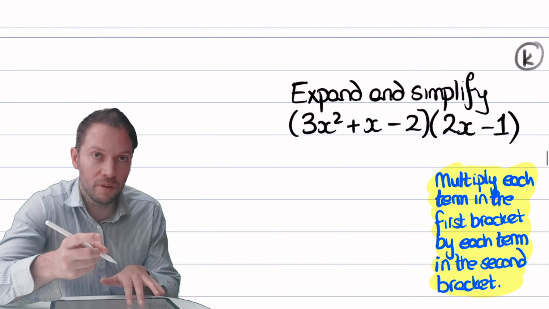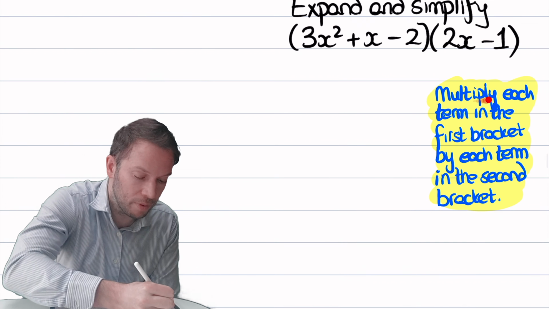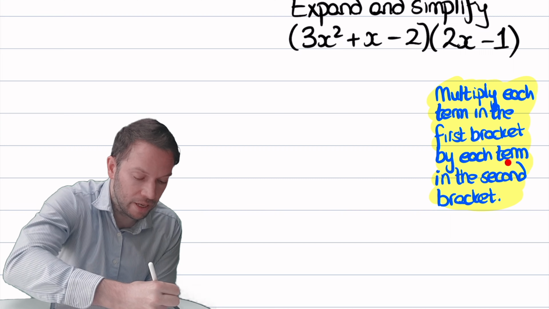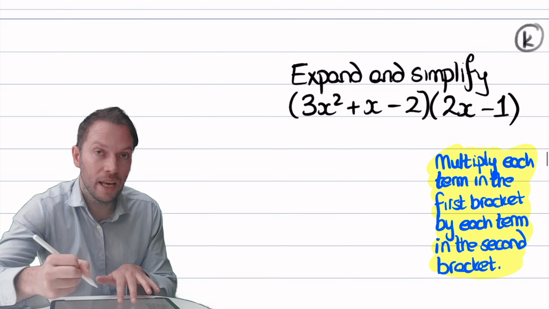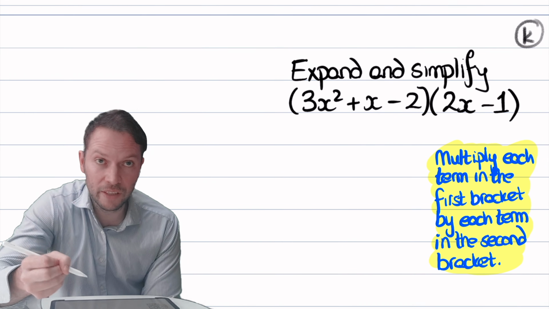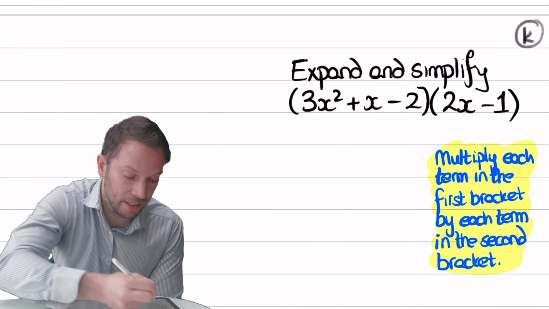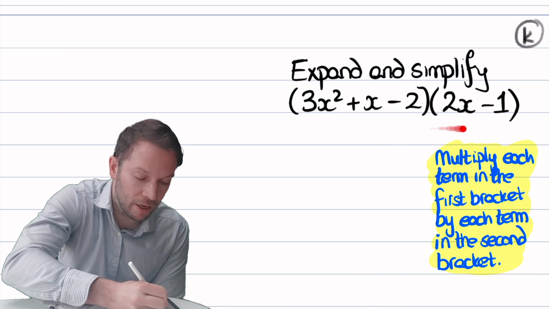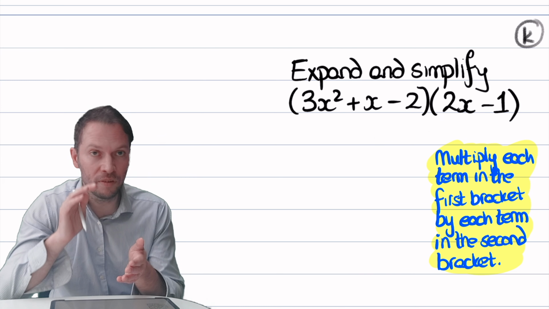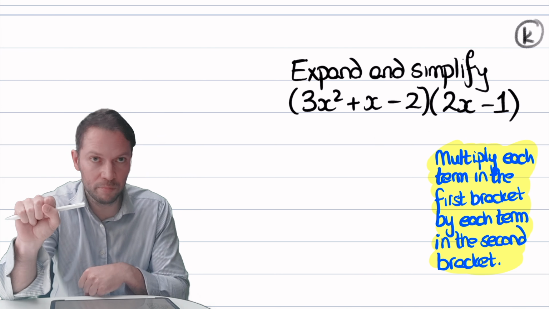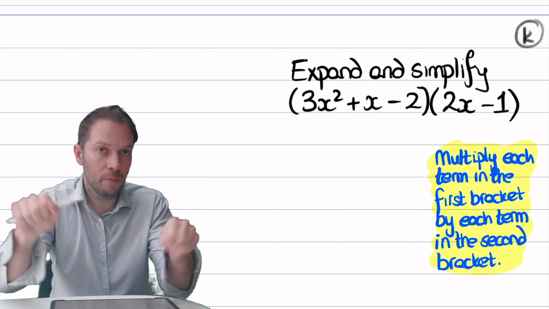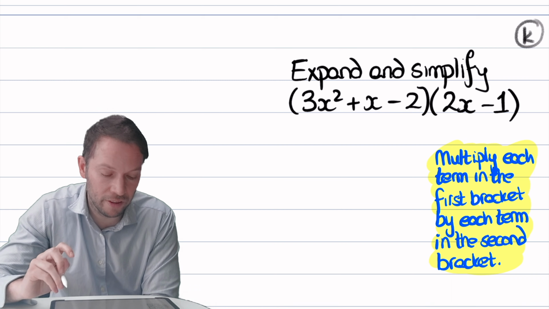And remember, the principle to multiply out two brackets is to multiply each term in the first bracket by each term in the second bracket. What I mean by that is that you just pick something in the first bracket, like say the 3x squared, you pick something in the second bracket, like the -1, and you multiply them together, and then all those possible combinations of picking a term from the first bracket and a term from the second bracket, multiply them together, and then you just add all those together at the end.